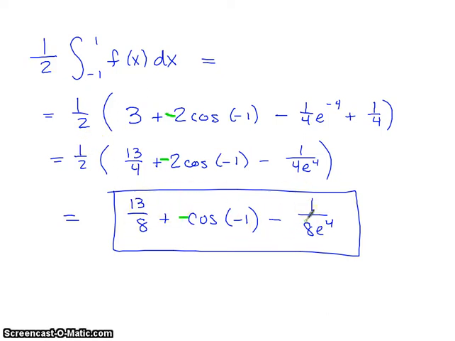I have no idea what the numerical value of this is without getting a calculator to help me approximate it, but it is going to be the average value of that function that's defined on the interval from negative 1 to 1, even though it is a very ugly answer. This is the best we're going to be able to do when there's no calculator in play.